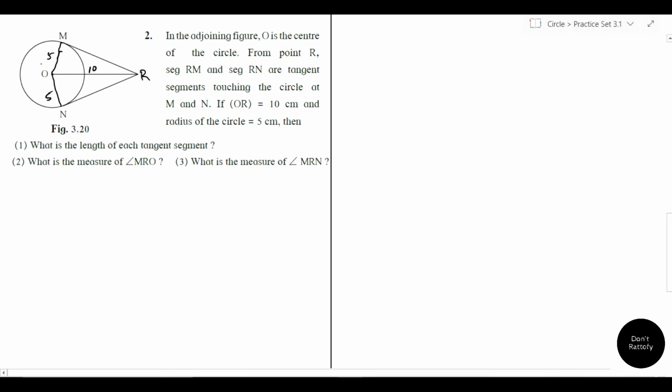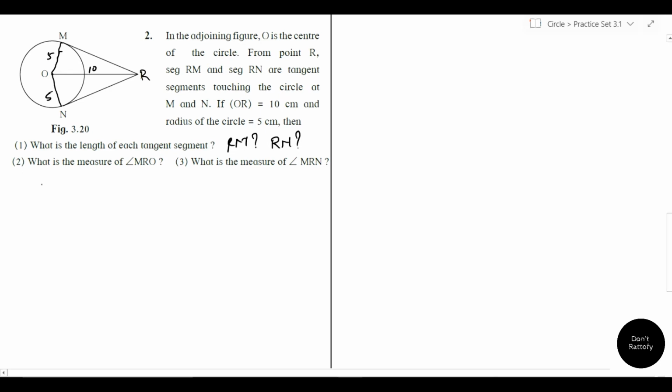Then we have to find what is the length of each tangent segment. The tangent segments here are what? RM and RN. So we have to find RM and RN. I'll write it down here: RM is equal to RN is equal to. We have to find the length of these two segments. So how can we do this?